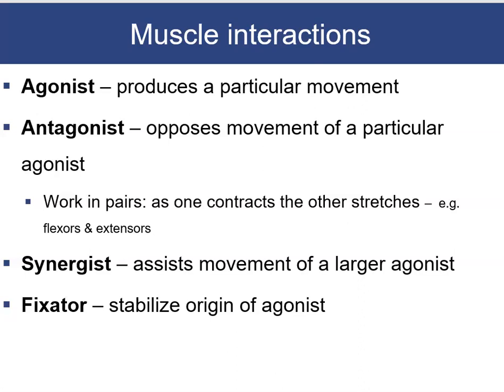Oftentimes, there will also be a synergist. A synergist is a muscle that assists or helps the movement of the agonist. It's usually a smaller muscle that has the same action as the agonist. And finally, there will be a fixator.